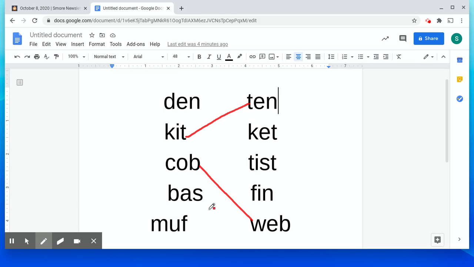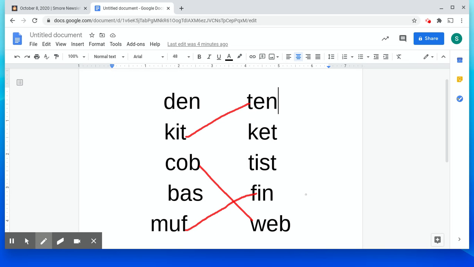Let's do another one. This is something that's good to eat. What do you think this would be? If you said muffin, that is correct. And again, you hear the two separate syllables. Muffin. Excellent.